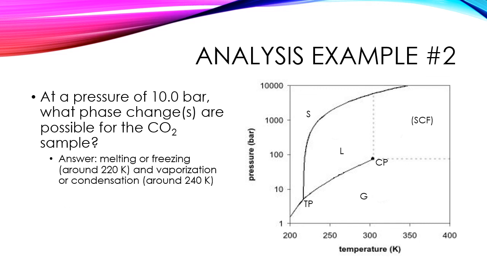The first line that we hit is the line between the solid and liquid regions, which means it is capable of melting or freezing. Then if we continue on past that through the liquid region, not long after, we would run into the line between the liquid and gas regions, which is for vaporization or condensation. We could also approximately estimate the temperatures of about 220-ish for the melting or freezing line and around 240-ish for the vaporization or condensation line. So this is how you interpret phase diagrams. Good luck.